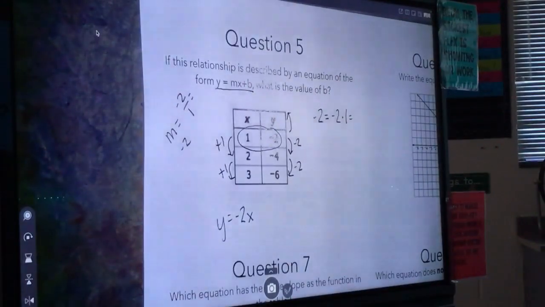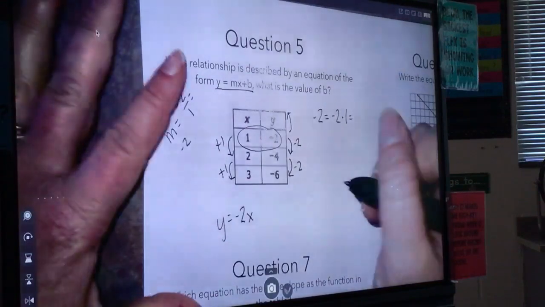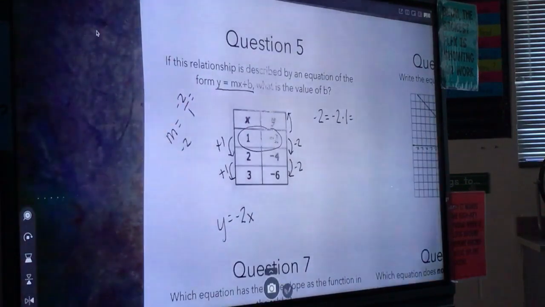What's your y? That's your y-intercept. It's your y-intercept, but what is your y-intercept? What is it going to be? 0. It's going to be 0 because you're not adding anything to it. Oh my God, you were right. What? No way.